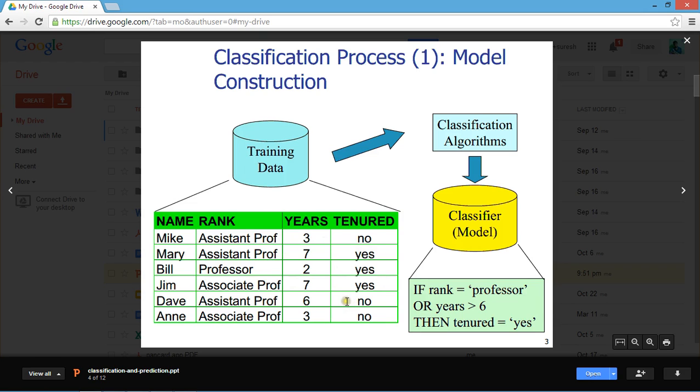What we do is take the database, which is called training data, and pass it through the classification algorithm so that we can form a classifier model. For example, if rank is equal to professor or years greater than 6, then tenured is equal to yes, which means if someone named Bill is a professor and his years is greater than 6, then he can be tenured. This can be assumed by looking at this database, which is passed through the classifier algorithms, and then a classifier model is formed. We basically deal with these classifier algorithms, which are ID3 and C4.5.